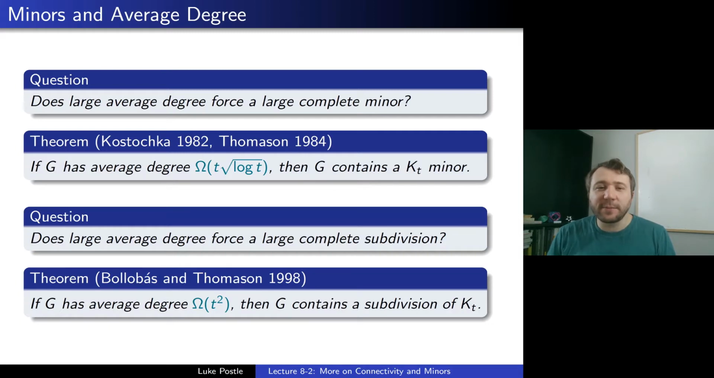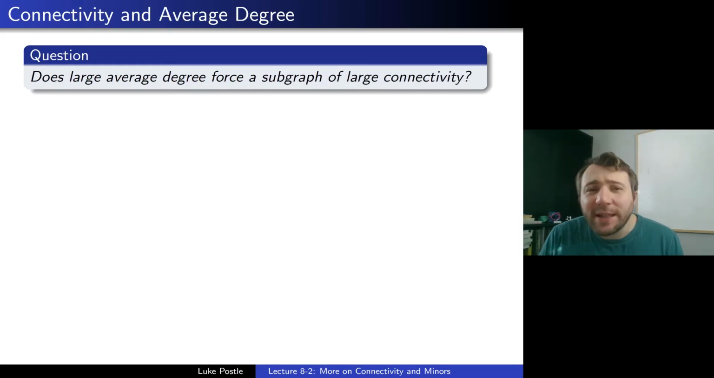Okay, so those are some fundamental questions, and we won't go exactly through the proofs. The Bollobás-Thomason one I'll hint at how you could prove when we get to a later theorem. In the meantime, let me ask an even older question: does large average degree force a subgraph of large connectivity? We've seen that large average degree gives you large complete minors and large subdivisions. So now you might ask similarly, what about large connectivity? Of course, not for the whole graph, because you could just have some isolated vertices and such, but can you find a subgraph? And the answer is yes.